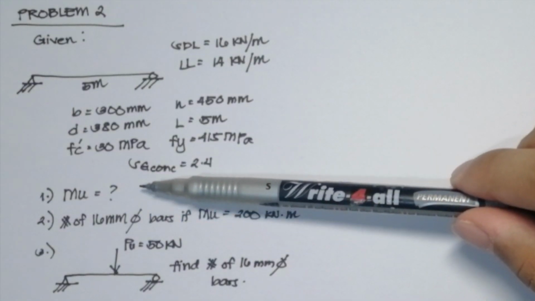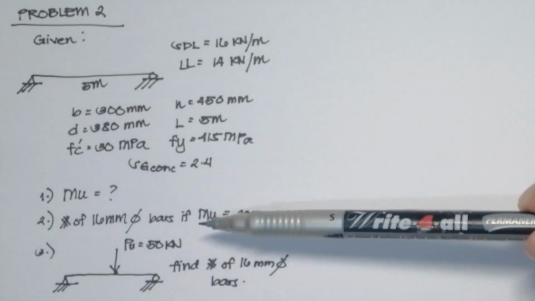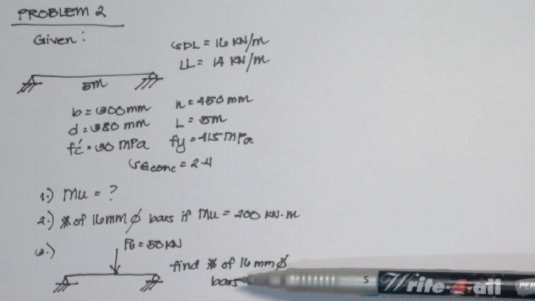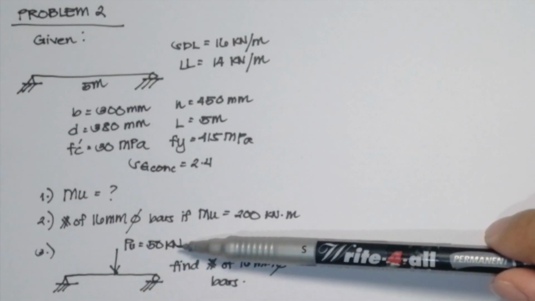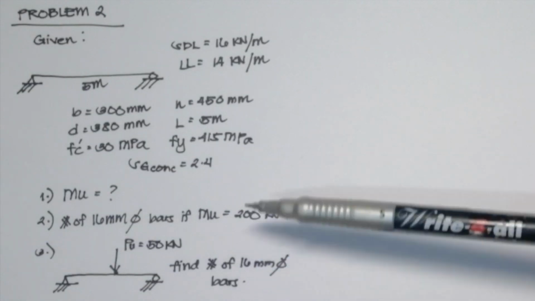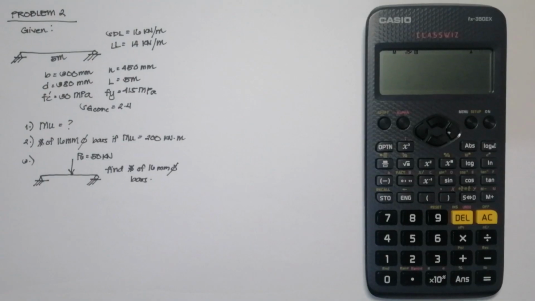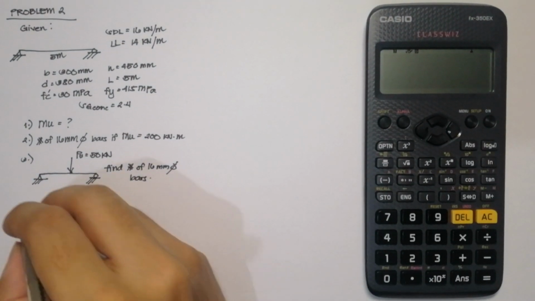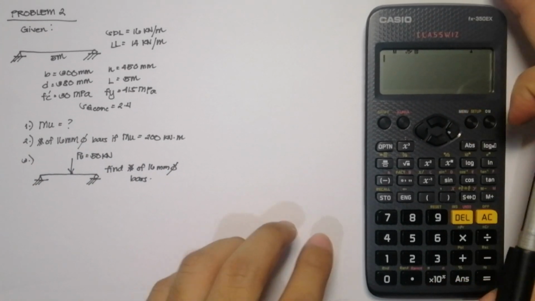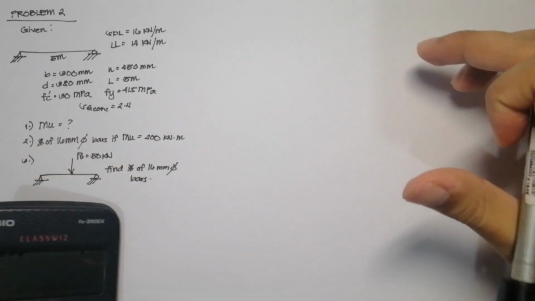But the first question is, we need to find the value of our ultimate moment based from our loads. Next is to find the number of 16 millimeter diameter bars if the given ultimate moment is 200 kilonewton meter. And lastly, find the number of 16 millimeter diameter bars if there is an ultimate concentrated load at the midspan of the beam with the same dimension and same length. So first, let us solve for our first question.